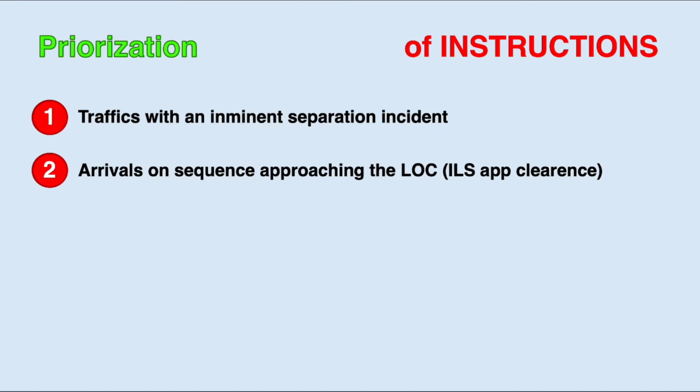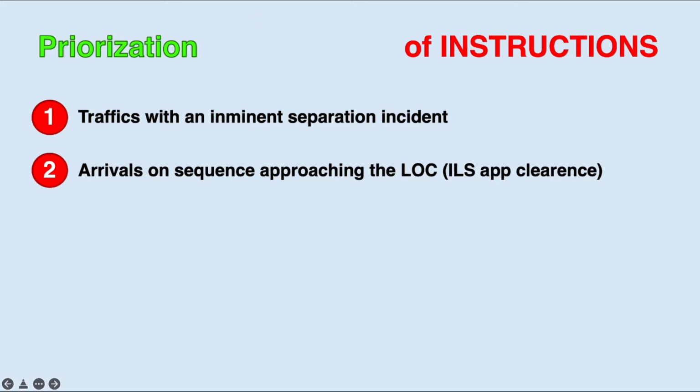And that means that, for example, if a traffic is approaching the localizer and you didn't give the ILS approach clearance, they will cross the localizer, but they won't join the localizer. And that's a loss of time and loss of fuel by the airplane. And basically, you're screwing up your sequence.